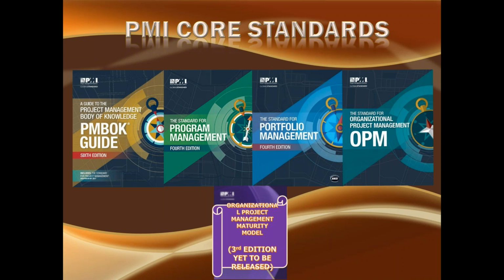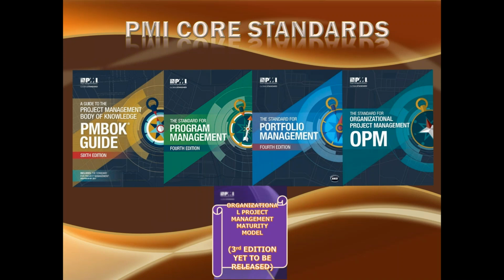But there used to be another core standard included in it, which is no more. That was the Organizational Project Management Maturity Model. You may call it a standard or you may call it a maturity model, but there was a maturity model of that sort, which we used to call OPM3, the Organizational Project Management Maturity Model.